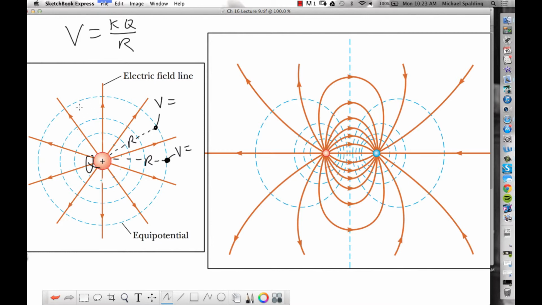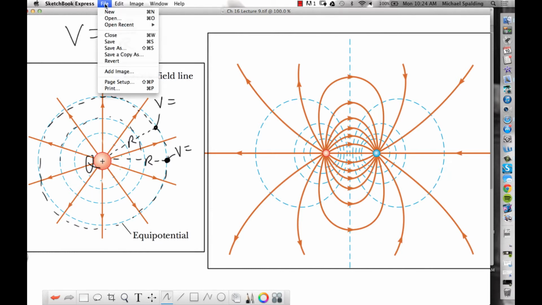Same thing. So the idea here is every point on this circle is at the same electric potential. So we call it an equipotential surface. When you see these dotted circles, dot, dot, dot, like that, it's telling you that every point on there is at the same electric potential.